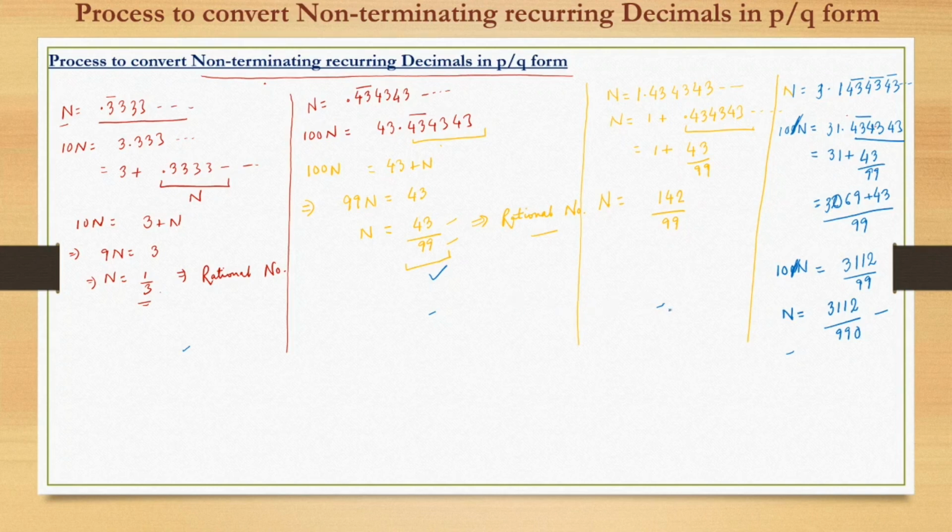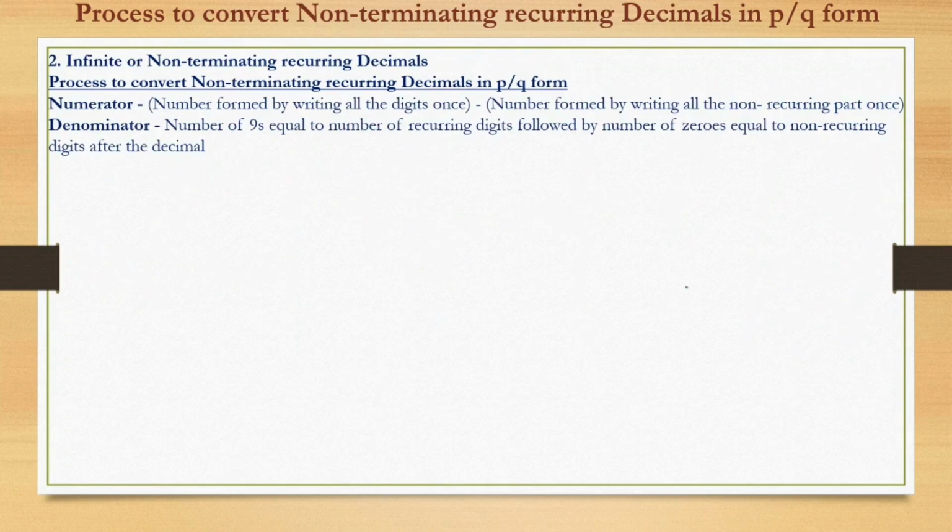But this is a conventional approach to convert any non-terminating recurring decimal into a fraction form. But is there some way to convert it directly? That we will see here. There is a formula actually. So now we will see it on the examples.